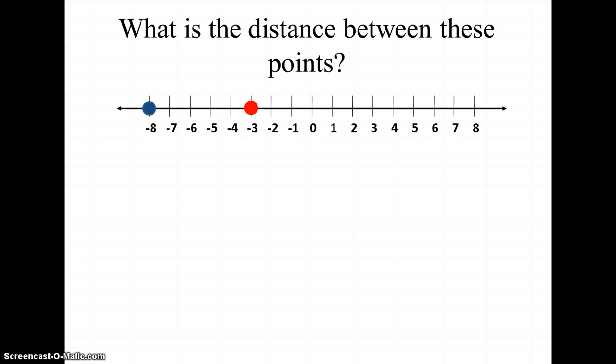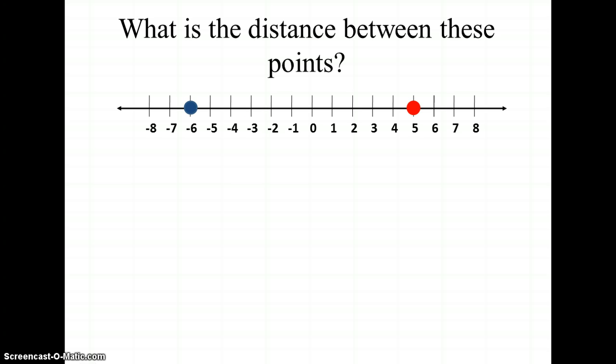But what if I want to find the distance between 2 points on the negative half of my line? Well, I would simply ignore the negative sign and subtract 8 and 3. So 8 minus 3 is 5.